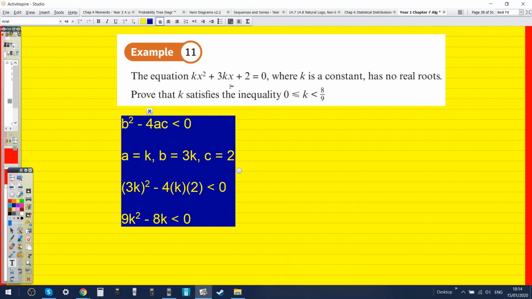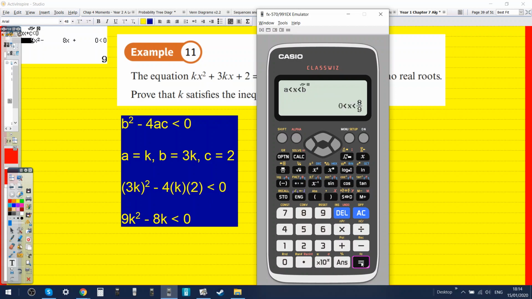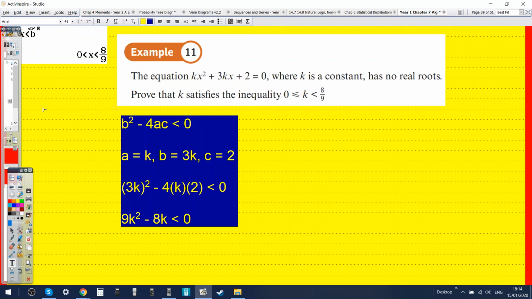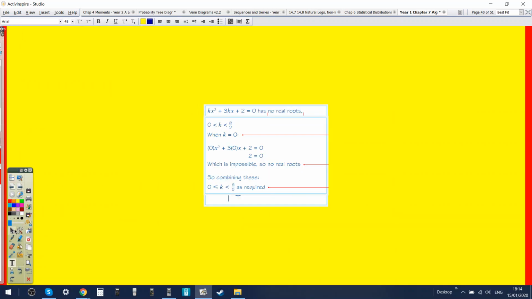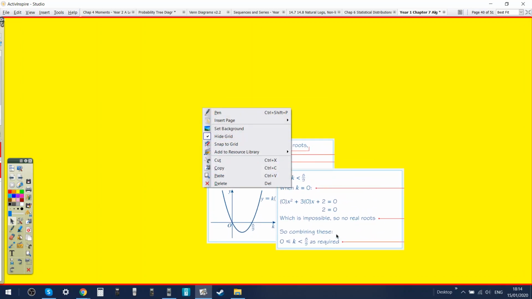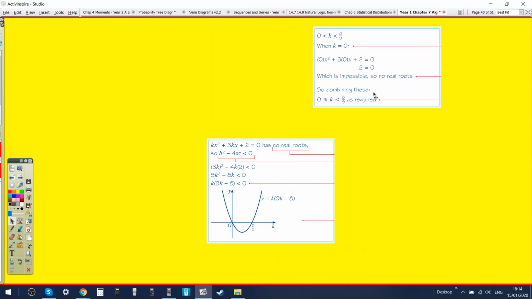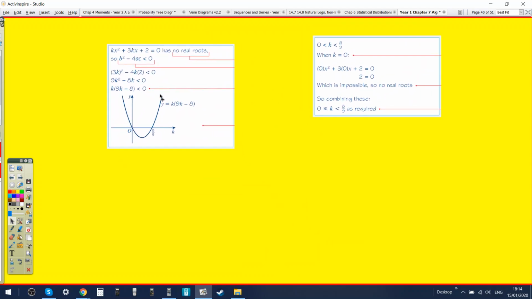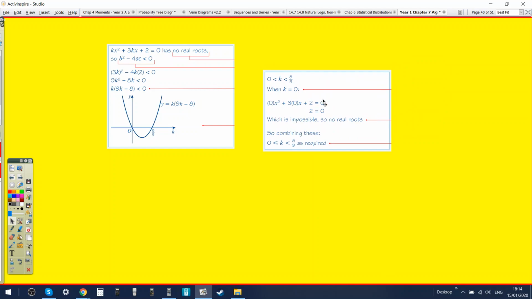And so I don't know if that will be enough or if you need any more. Let me just copy that. Let's just check. What did they do? So b squared minus 4ac. So they did a sketch of it when k is 0, which is impossible, so no real roots. So they just went about solving it, I suppose.